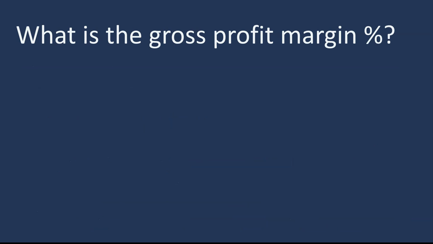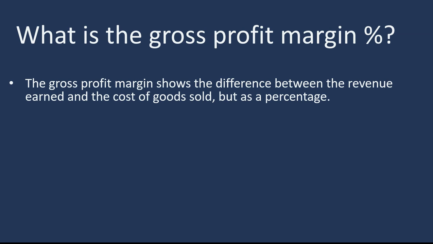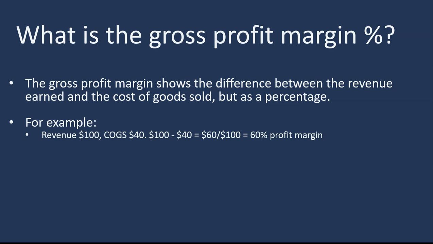So what is the gross profit margin percentage? Well, the gross profit margin shows the difference between the revenue earned and the cost of goods sold, but here we look at it as a percentage. So instead of looking at total dollars, we look at a percentage metric. For example, and we'll go through the calculation steps in a separate slide, revenue would be $100, cost of goods sold is $40. We take the difference between those two, 100 minus 40 gives us 60, and we divide it by the original revenue amount of 100. That would give us a profit margin of 60%, which is rather good for pretty much any industry.